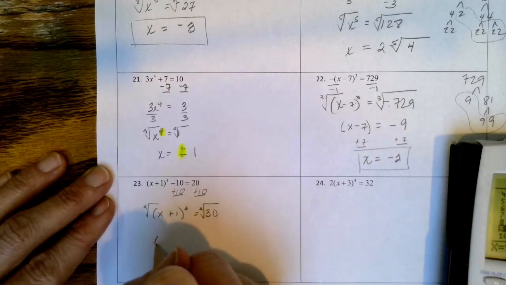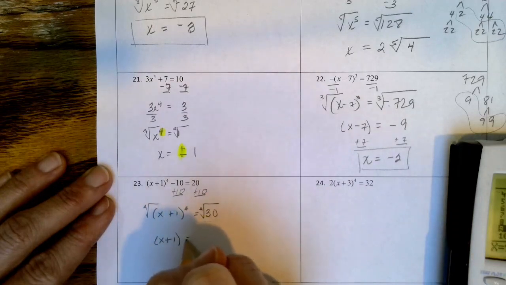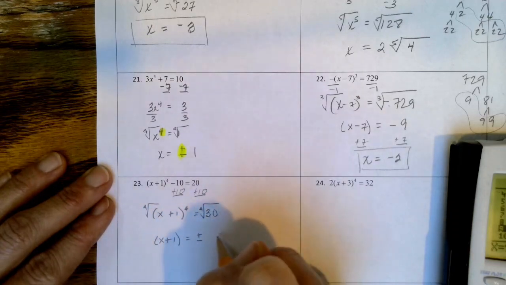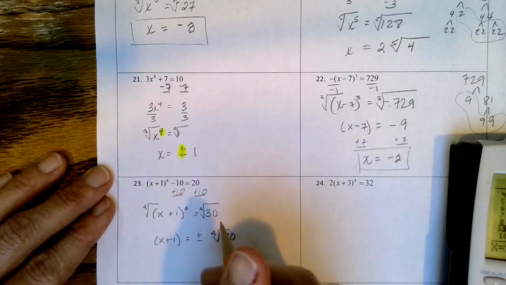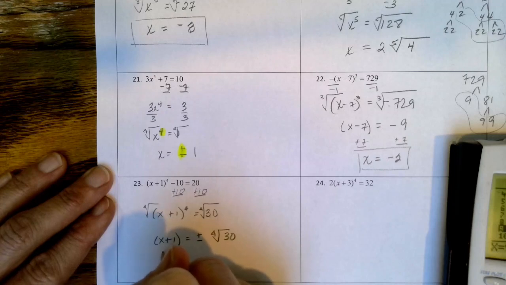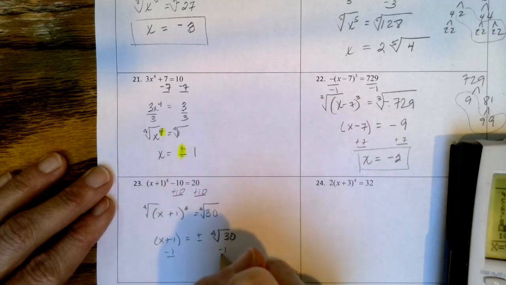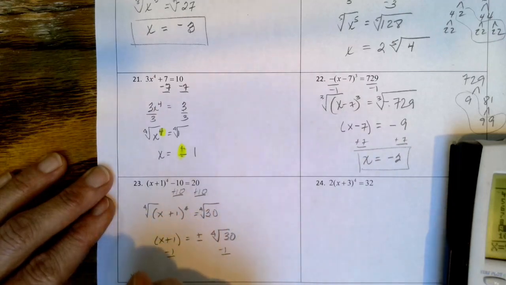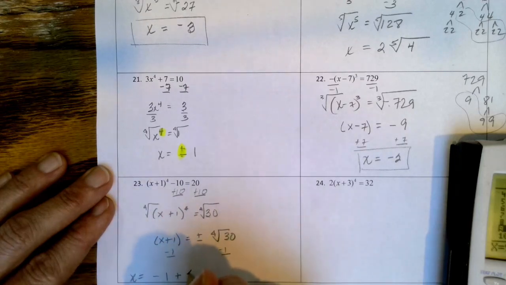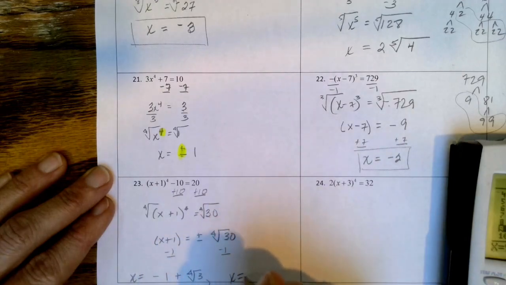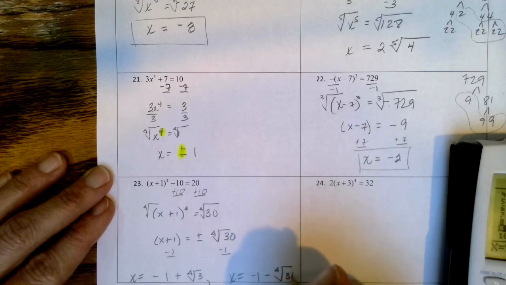So I get x plus 1 is equal to plus or minus the 4th root of 30. So when I have subtracting 1, I get x is equal to negative 1 plus the 4th root of 30. And I have x is equal to negative 1 minus the 4th root of 30.